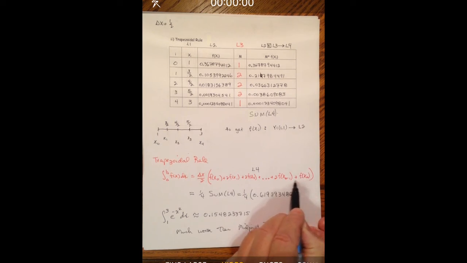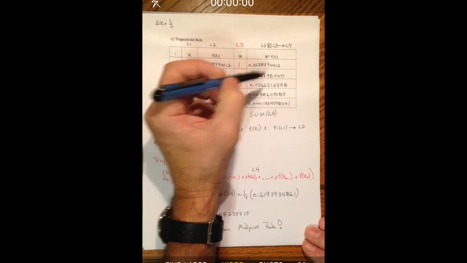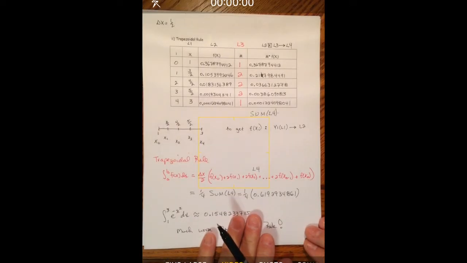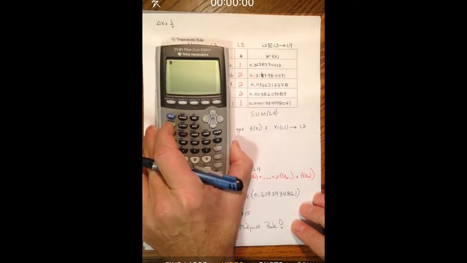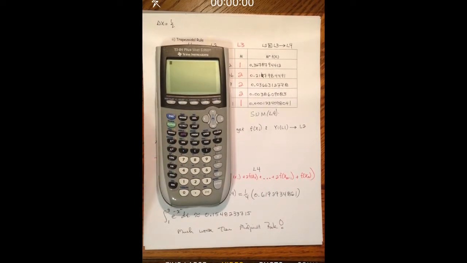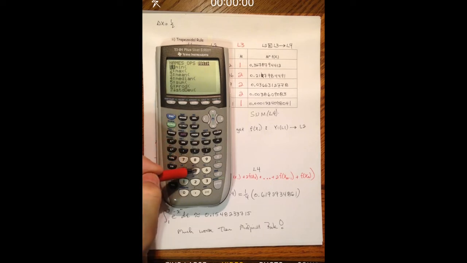Now, we need this number here in the parentheses. Well, to do that, this number here is obtained by simply adding these numbers. And remember, this is list L4. So that's right, I just need a sum command. I need to find the sum of L4. Now let's do this again. To access the sum, we have to go into the list menu, which is accessed by hitting second and the stat button. And scroll over to math and then 5.